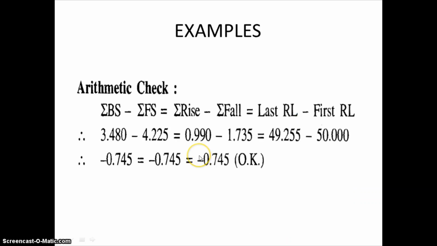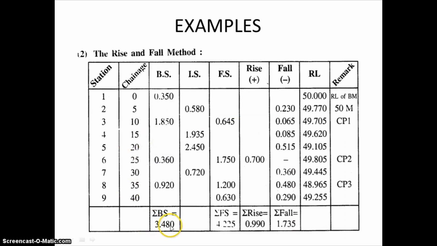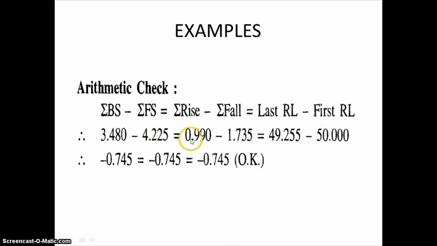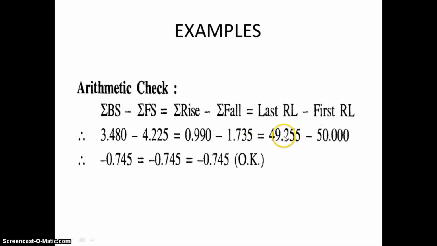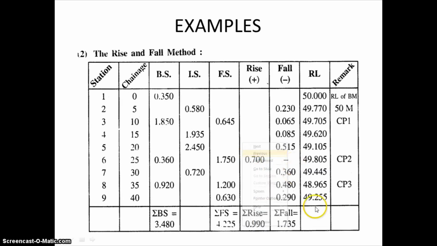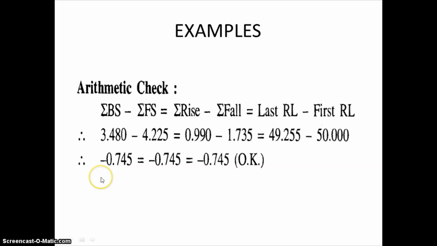Once you do all the calculation, you have to do the arithmetic check, that is summation BS minus summation FS is equal to summation rise minus summation fall is equal to last RL minus first RL. Summation BS we have already done, that is 3.480, and summation FS is 4.225. Then 0.990 minus 1.735 is equal to 49.255, this is the last RL, minus 50, this is the first RL. Just check: minus 0.745 is equal to minus 0.745 is equal to minus 0.745. It means all the calculation is okay, your arithmetic check is okay.